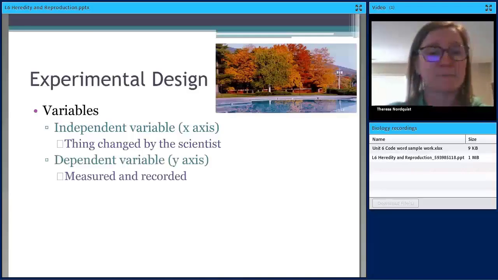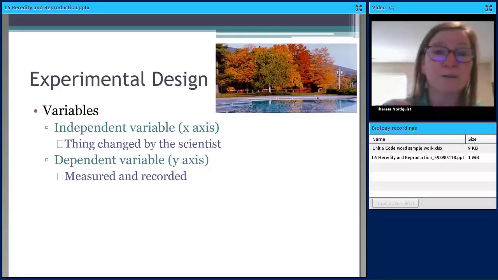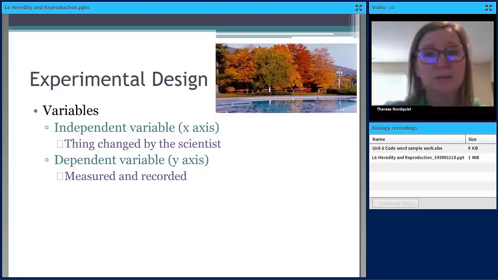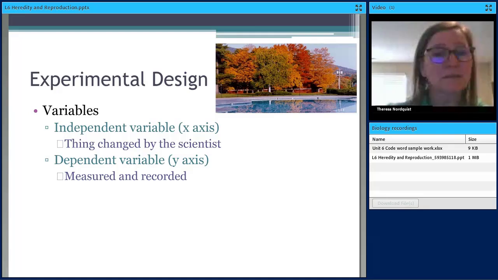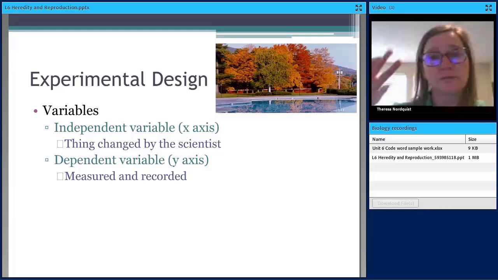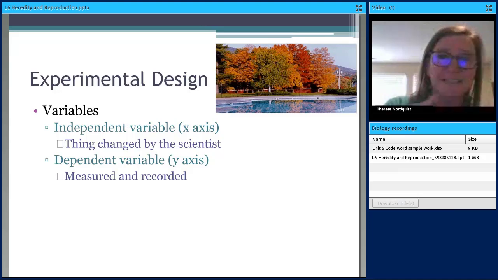Which brings me to the dependent variable. The dependent variable is the thing that you think the independent variable is affecting, and that's the thing that's going to be measured and recorded. So with that example of the trees, if we're changing the temperature, putting trees in different temperature chambers, and we think it's affecting the change in the color of the leaves, then we're going to measure and record how many leaves change color at each temperature. So that's the dependent variable.